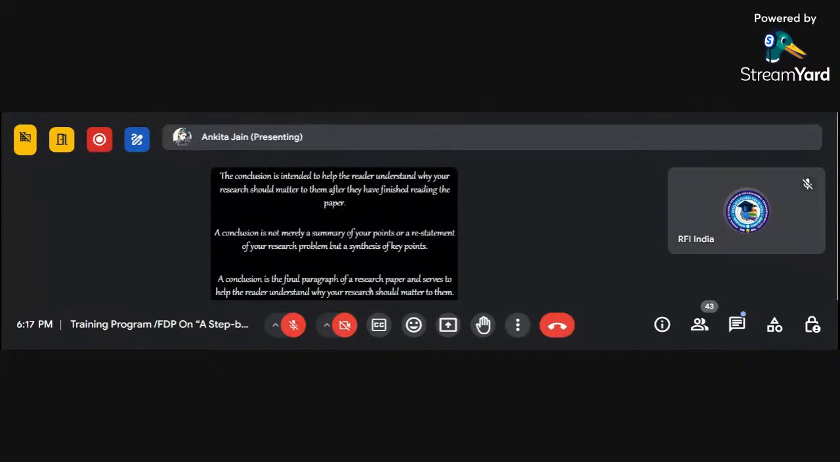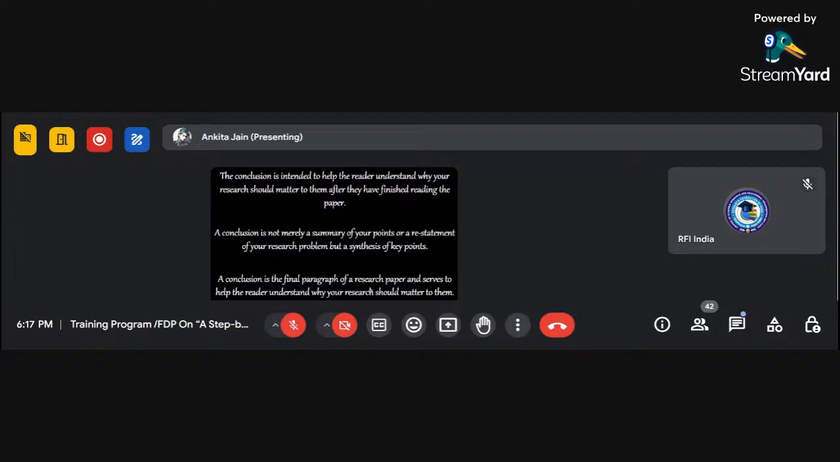Okay, so the conclusion is intended to help the reader understand why your research should matter to them after they have finished reading the paper. Whenever we want to study any particular topic, we try to find research papers, and we see their abstract. The abstract is also a summary kind of thing, which includes your conclusion as well, and some section of methodology. But in the conclusion, basically it should give the total matter of whatever you have written in your study. I will tell you what should be there.